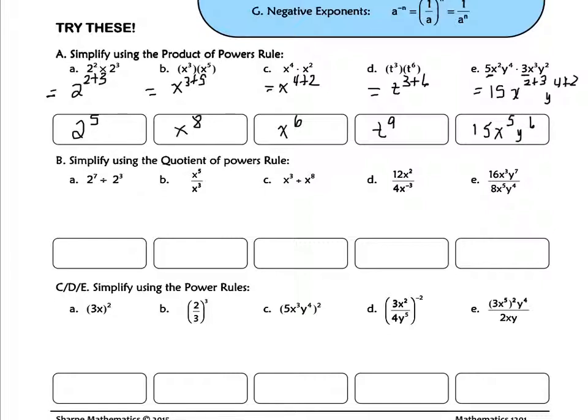In the second set of examples there, we have the quotient of powers rule. So I like to do this one a lot of times by writing it as a quotient like that. You don't have to do that, but because then you can kind of look at it in terms of cancelling, like 2 of these 2's in the bottom can cancel with 2 of the 2's that are in the top, leaving you with 2 to the 7 minus 2, or 2 to the 5.